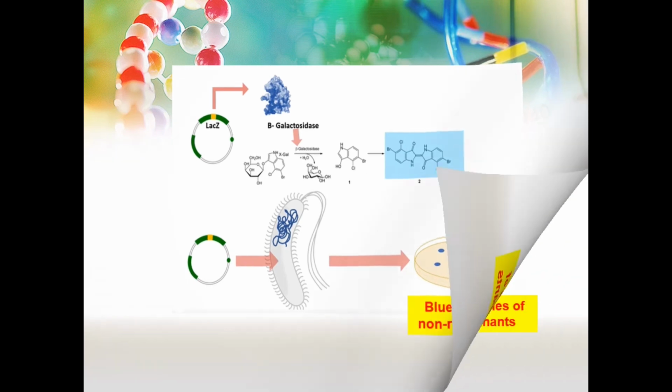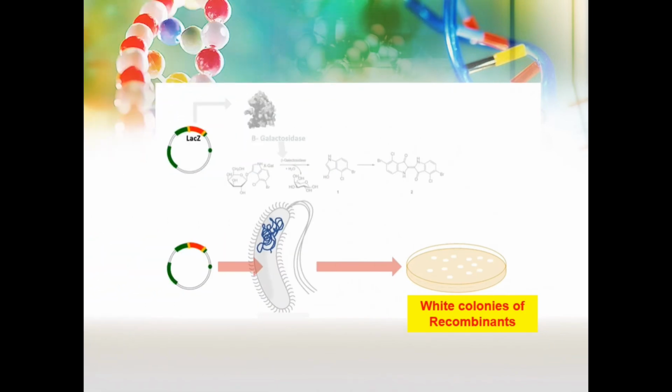Now let's see the second case. We insert our gene of interest in between the lacZ gene. So the gene becomes non-functional, it gets inactivated. Now it no longer produces the enzyme beta-galactosidase, and thus the substrate which is added is not converted into product. The substrate is colorless. When the bacterial cells pick up the recombinant plasmid, such bacterial cells will form white colored colonies.